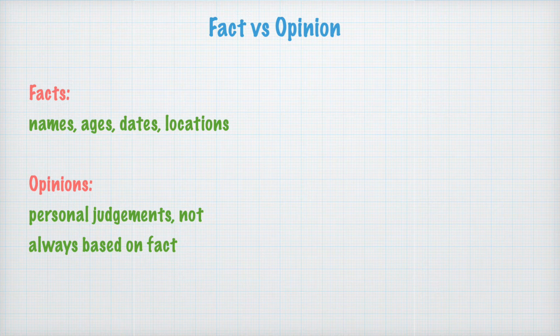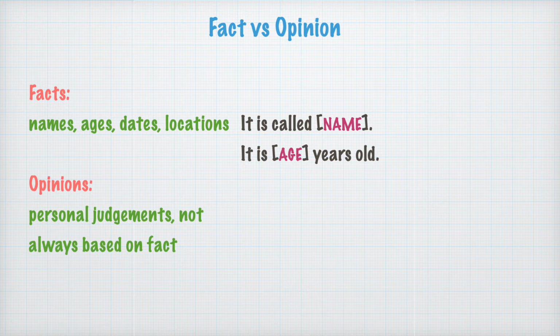An example of using a fact might be to say, it is called, and then the name. Or, it is age, years old. For example, it is 10 years old.